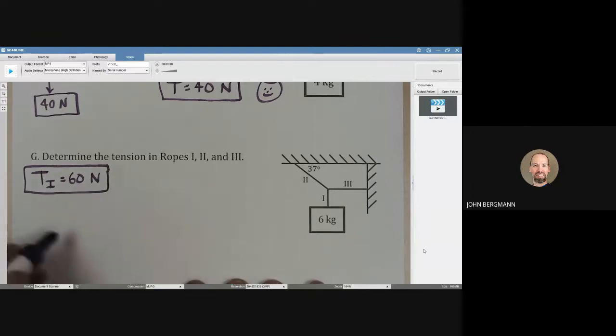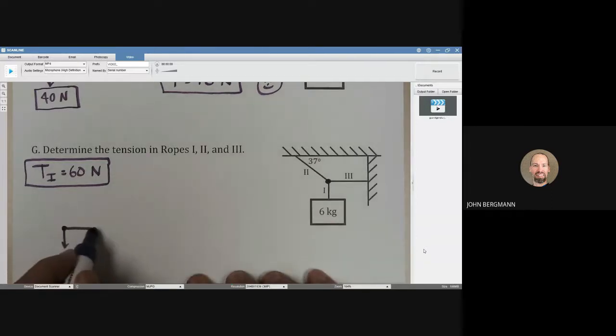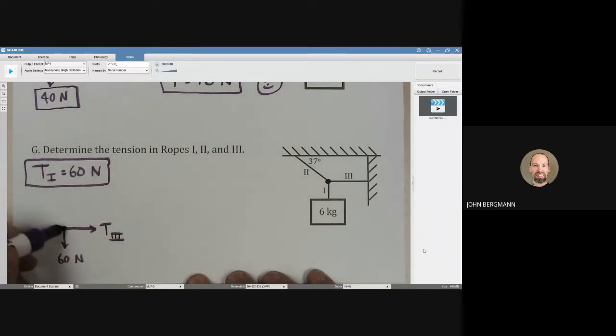All right, now let's draw a free body diagram of this point right here. And at that point, we have 60 newtons acting downward. We have the tension from rope 3 pulling directly to the right. And then we have the tension from rope 2 pulling like that, where if that's 37 degrees, then this right here is 53 degrees. And that's the tension in number 2 there. Is that okay? 37 degrees, 53 degrees, that looks okay to me.